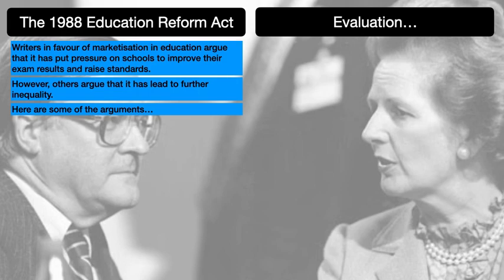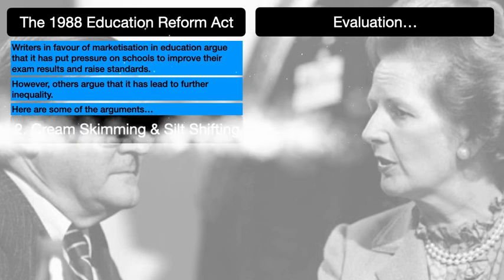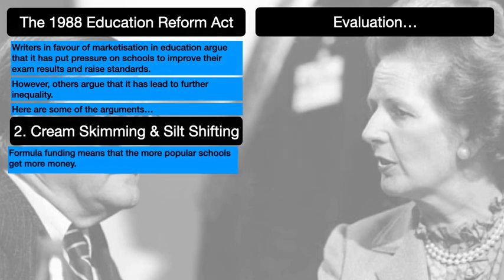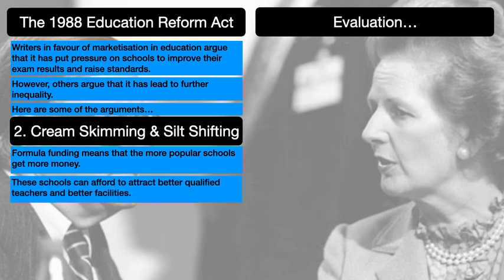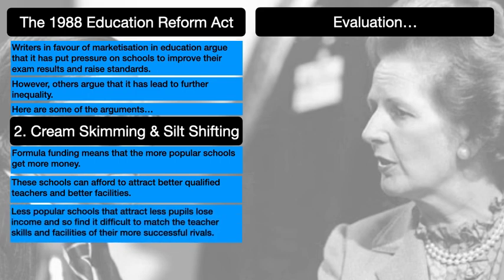A second critique of the 1988 Education Reform Act is known as cream skimming and silt shifting. And this is to do with the formula funding, which means that more popular schools get more money. These schools can afford to attract better qualified teachers, better facilities. And unfortunately, less popular schools that attract fewer pupils will lose their income, and so they find it difficult to match the teacher skills and the facilities of their more successful rivals.